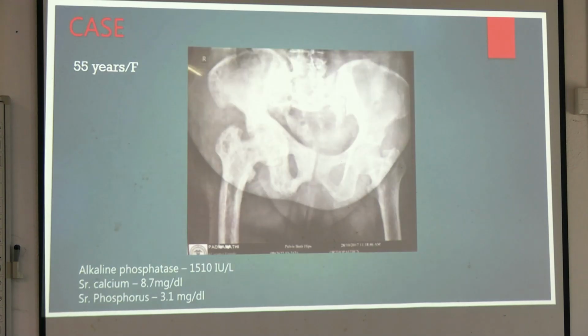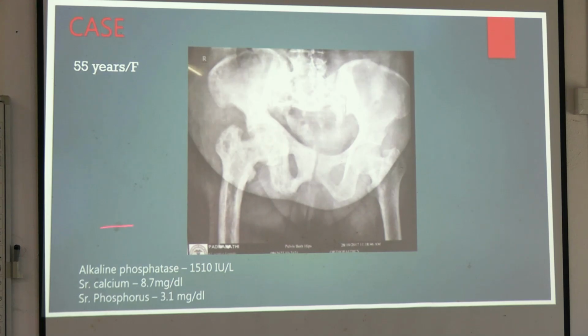Then this is a case showing a 55-year-old female who comes with a pathological fracture. You can see a fracture in the left intertrochanteric region. So when you do a pelvis scan, what are you seeing? You are seeing that the bones are looking very much of poor quality. The bones are showing a thickened cortex, then hyperdense bone.